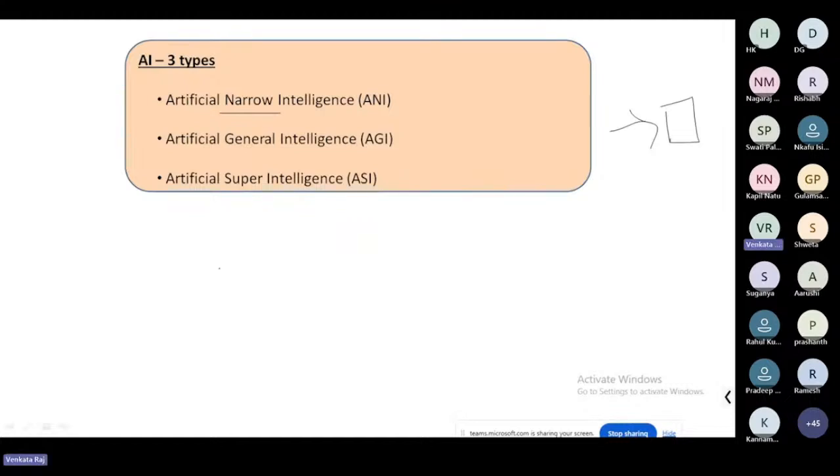Next we have artificial general intelligence. This is known as strong AI. You can compare it with a human being. It can understand like us, it can learn like us, and it can apply the knowledge also. But yes, it is yet to be developed, guys. The artificial intelligence which can act like a human being and match human intelligence is yet to be developed.